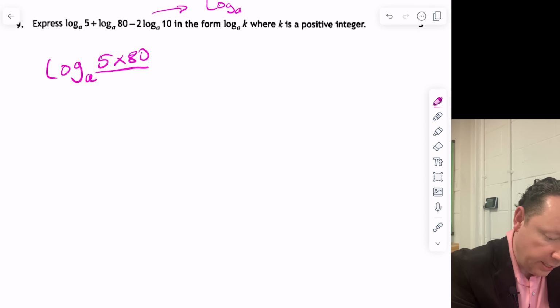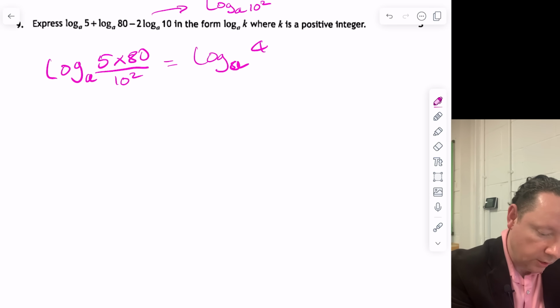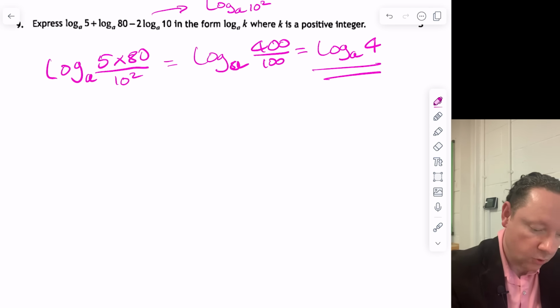That's log base a of 10 squared. So divide by 10 squared. So that gives me log base a. 5 eights is 40, so that's 400. 10 tens is 100. That's log base a of 4. I'll have to leave it in that form, so we're done there.